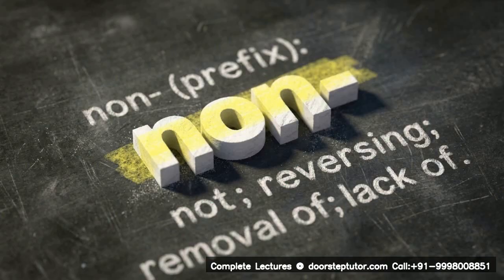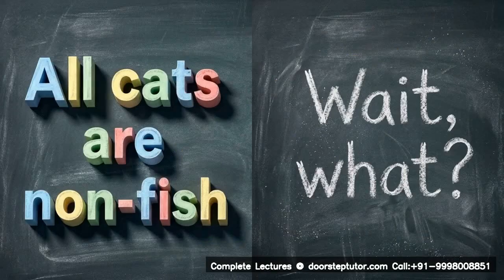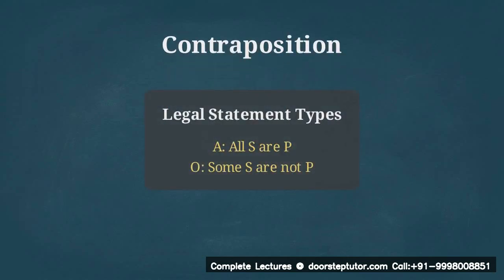While obversion works for every statement type, it often results in these non-terms. This makes the logic technically accurate, even if the phrasing feels less natural in everyday speech. The final move is contraposition. This is a two-step transformation that is only legal for A and O statements.